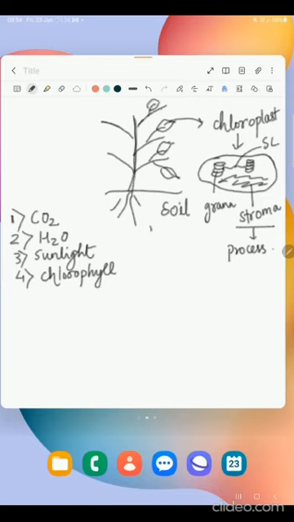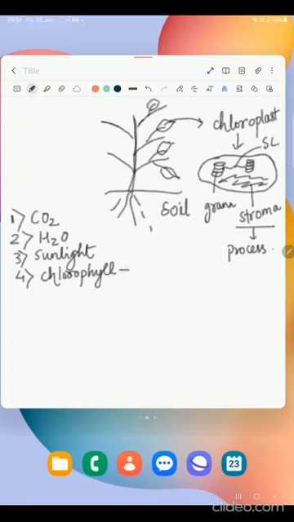So, carbon dioxide. Carbon dioxide is a gas that is found in the atmosphere. So, plants utilize this carbon dioxide. Water is obtained by the plant from the soil. Sunlight, as you know, sunlight from the sun. The light energy is used by this chlorophyll. It is trapped by the chlorophyll present in the leaves.